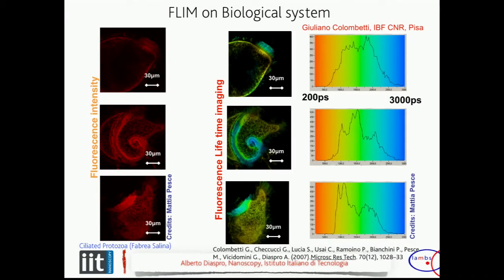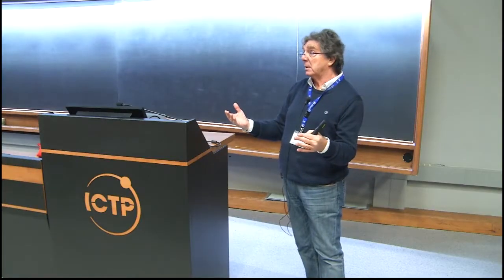Just showing you what really means having this possibility in terms of imaging. This is your intensity image for this sample. The sample doesn't matter from my point of view now. However, it is a ciliated protozoa, and we were interested to understand what's going on in cilia in terms of distribution of molecules. But if you measure the lifetime of the very same molecules that are producing fluorescence here, you see this distribution. This means that they are in a different environment and they have a different relationship with the sample.